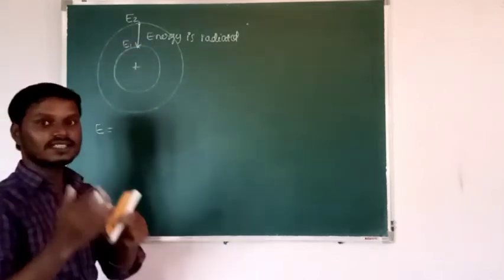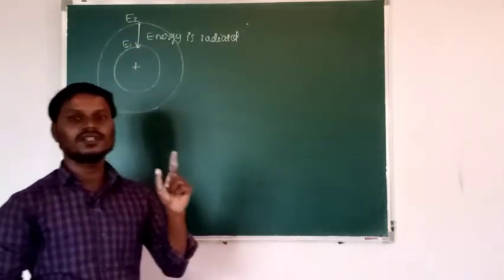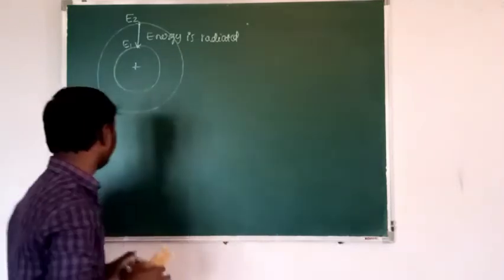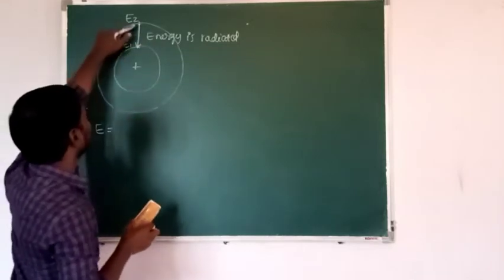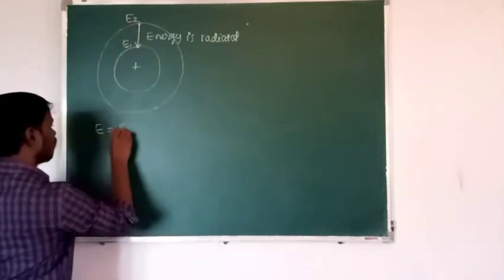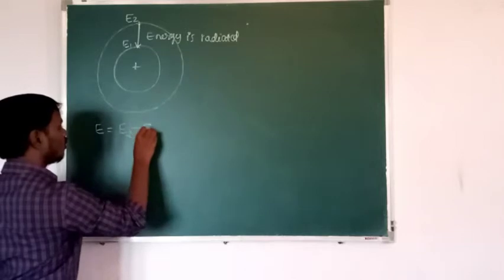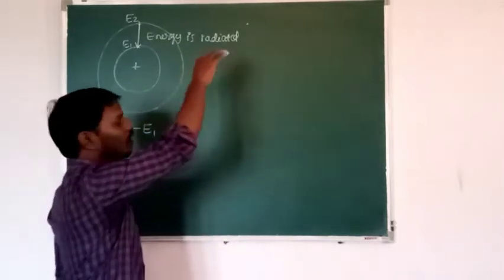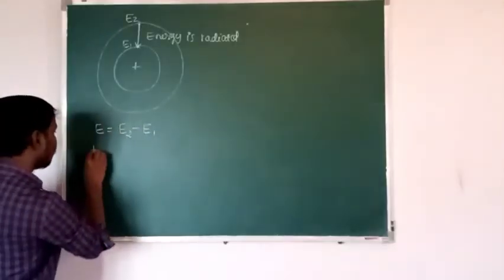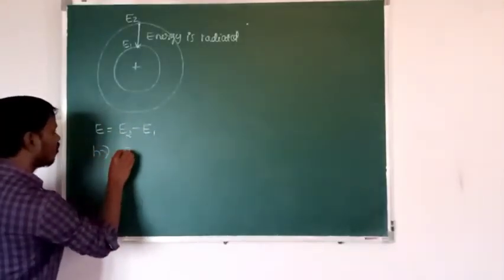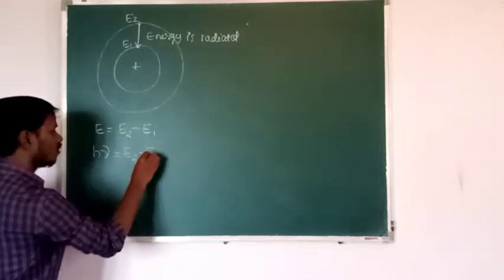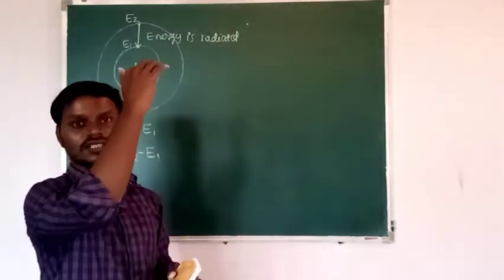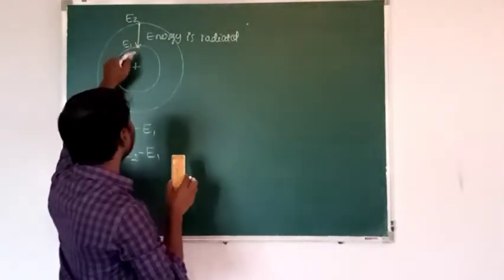Then how can we say the energy of the orbit here? The energy of the orbit depends on the total energy of the electron in that orbit. Then the energy radiated is equal to E2 minus E1. Here E is the energy of the emitted electromagnetic radiation, which can be written as h into nu. Then h into nu is equal to E2 minus E1.